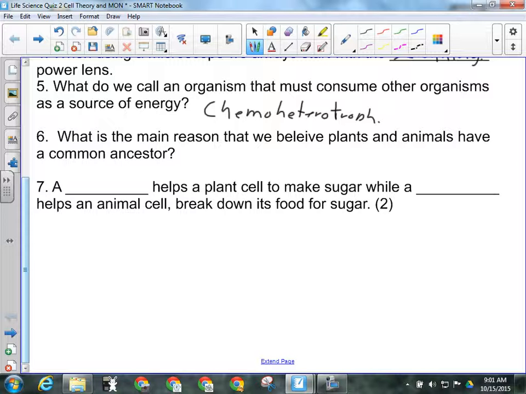Okay, number 7, a blank helps a plant cell to make sugar, while a blank helps an animal cell break down its food for sugar. Yeah. Chloroplast and lysosome, right. Okay, test is out of 10. Quiz, sorry, is out of 10. Please give them a mark out of 10 and let them see it. 1 second.